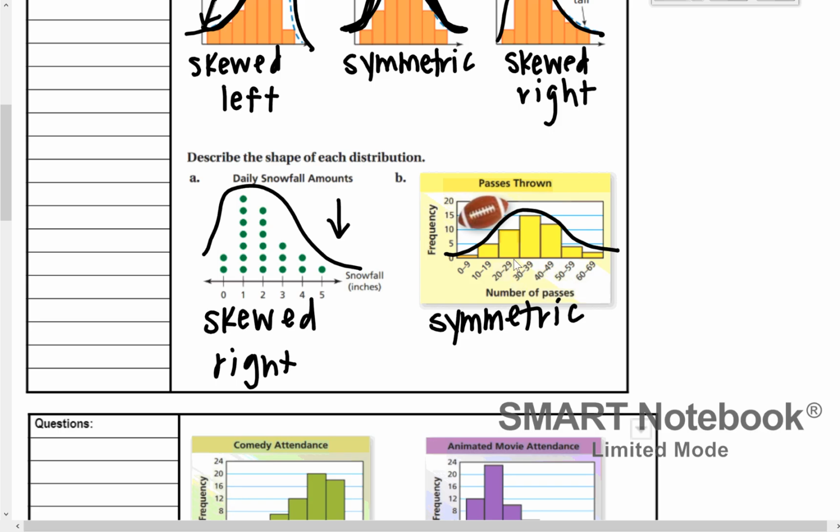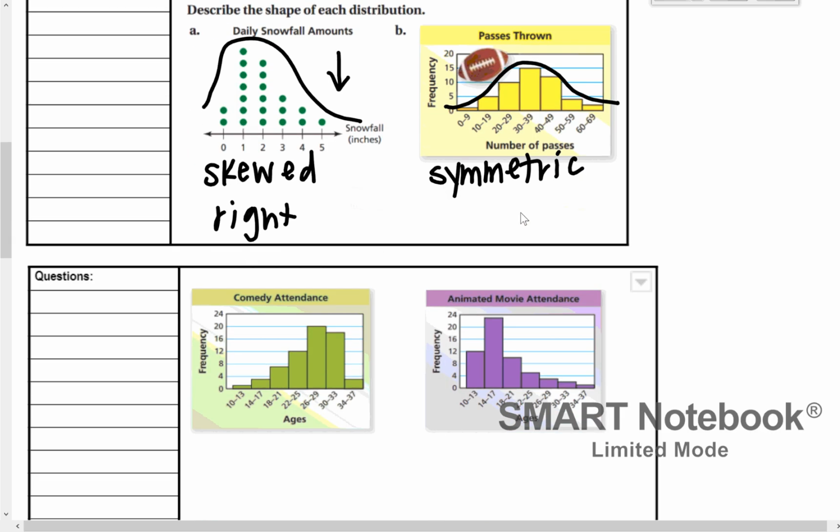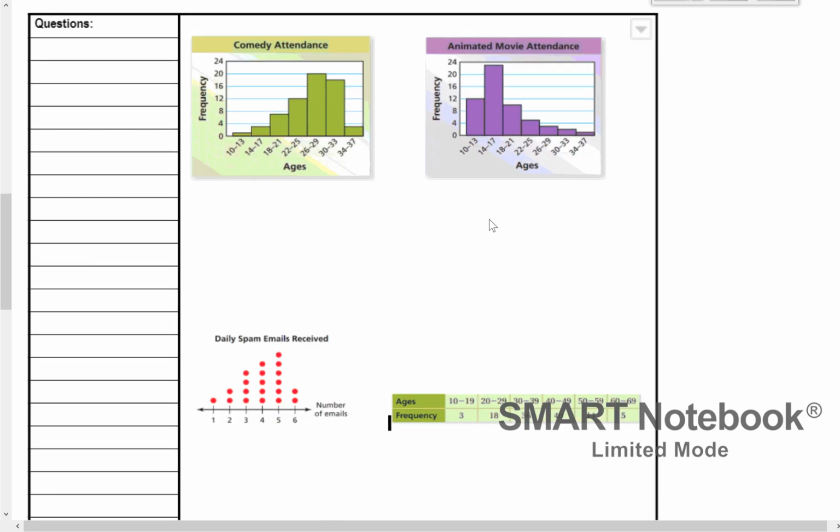I would like you to take some time to pause this video, try the next two on your own, resume the video to check, and then you can pause again and try the next two on your own and resume the video to check. So right now, if we are following along, we should already have the names of these distributions written. So I'm just going to quickly go through and draw those curves.